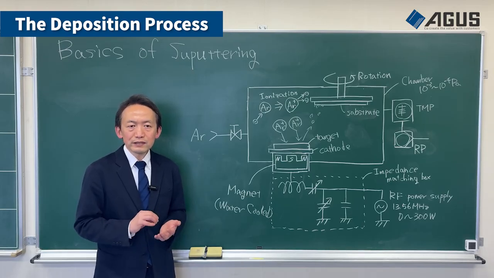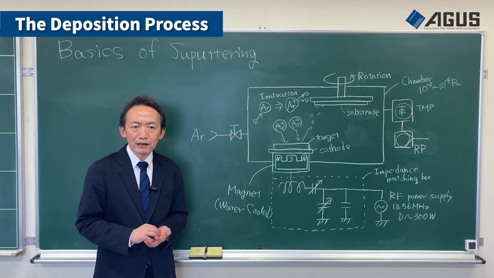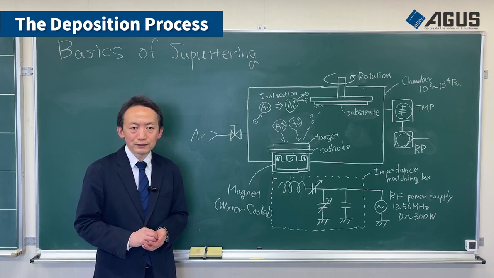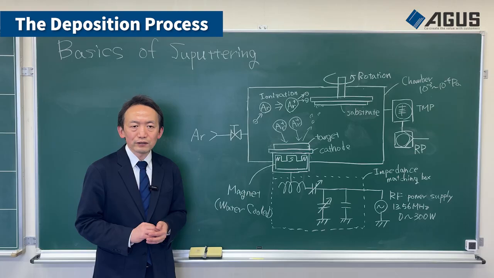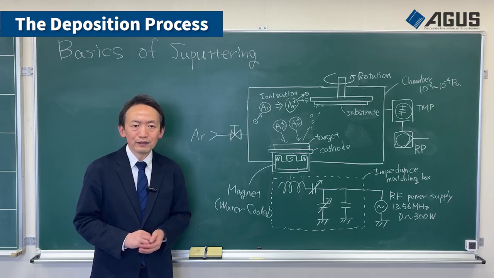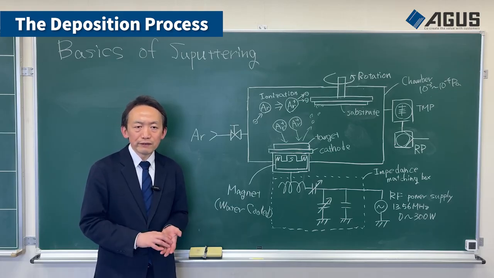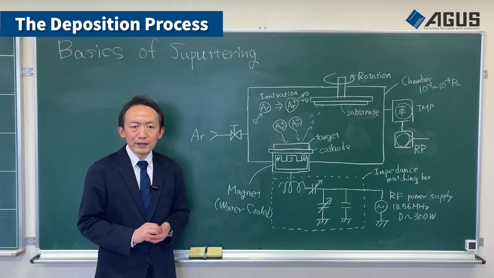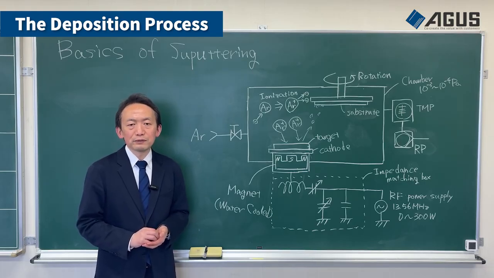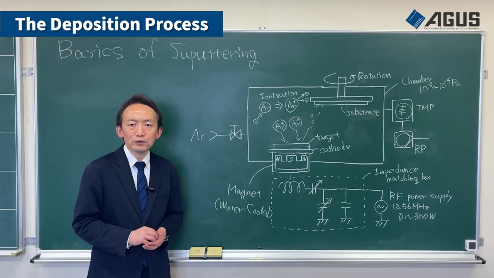After that, we stabilize the pressure at 0.5 pascals. Open the shutter to start deposition. When you reach the target thickness, close the shutter and turn off the power. Finally, stop the gas, vent the chamber to atmospheric pressure, and remove your substrate.